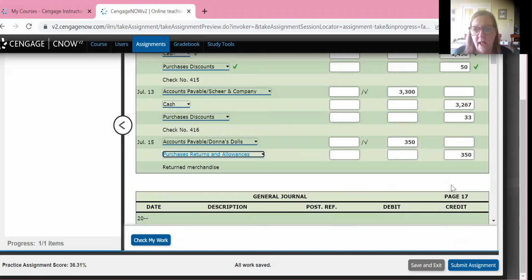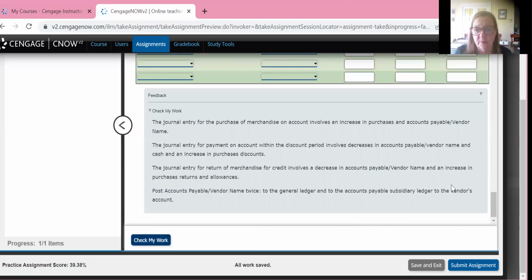Okay, so let me just show you what happens if you put in the cents. I'll just do it on this one we're dealing with right now. It's $350 even, but I could have put $350.00 like this. Now, would it still come out right? I'll check my work.